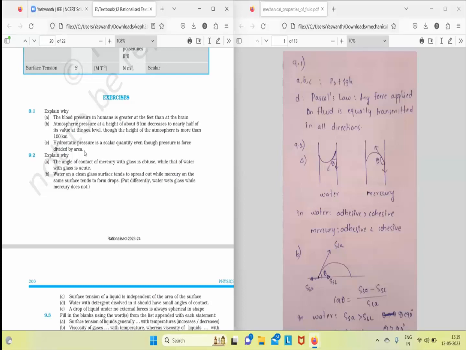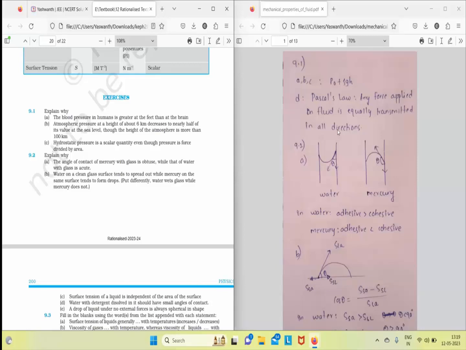Coming to hydrostatic pressure, there is one law called Pascal's law. What this law says is, whenever you apply any force on a fluid, the force will be equally transmitted in all directions. Again, note it. Whenever you apply a force on a fluid, the force will be transmitted in all directions equally. So if you observe the statement, there is no fixed direction for the pressure. Pressure is applied equally in all the directions.